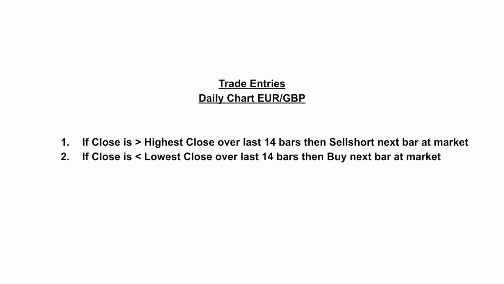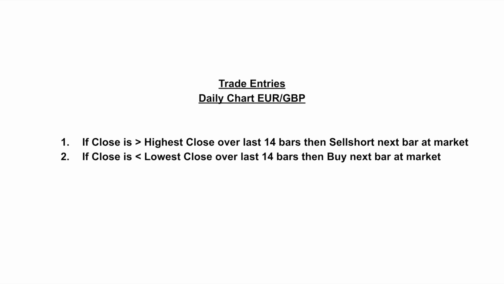Trade entries, and we're looking at the daily chart of the Euro-Pound Forex pair. Number 1, if the close is greater than the highest close over the last 14 bars, or 14 days in this case, then sell short next bar at market. And the opposite is for buy trades. If the close is less than the lowest close over the last 14 days, then buy next bar at market.